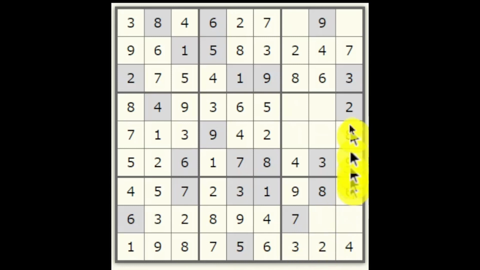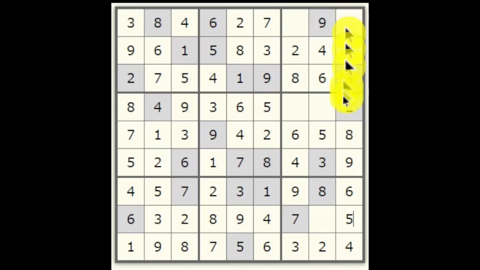And now the 6 here and the 6 here, and the 6 here gives us a 6 for this row 5. The last digit for the row is going to be a 5 to complete the row. And that gives us a 5 for this cell here. And remember, we still needed a 1 and a 5 for these two cells. This 5 now puts a 1 in this cell and a 5 in this cell.